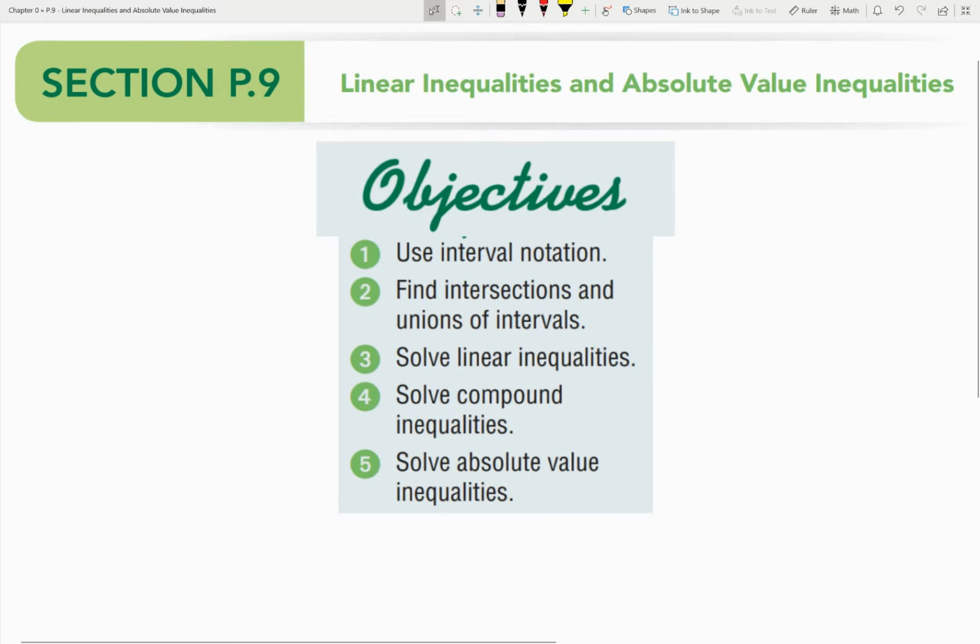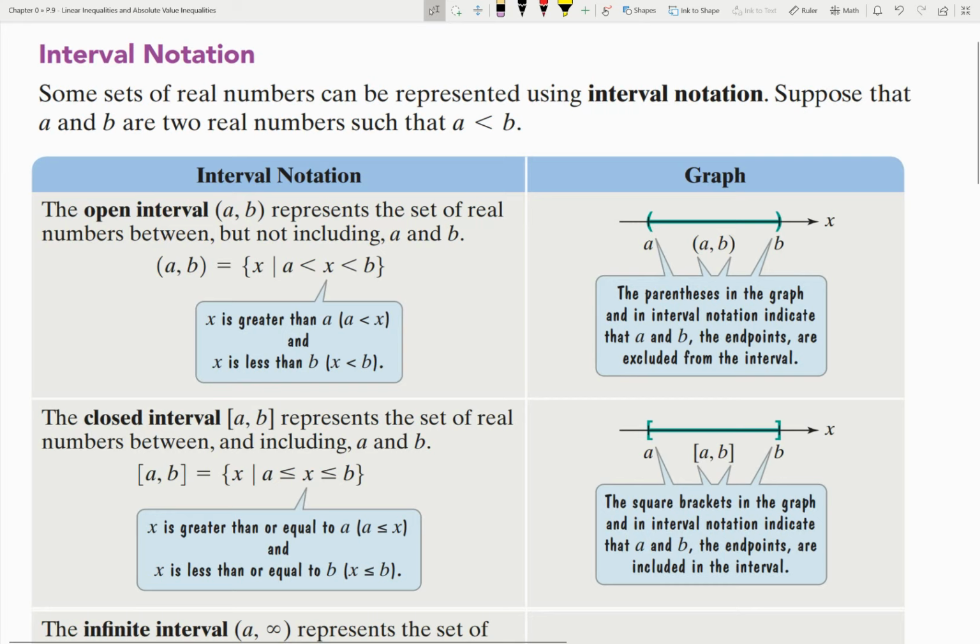So first, let's take a few minutes to talk about interval notation. And this is just a way that we can represent sets of numbers. So suppose when we look at these that A and B are two real numbers, and A is always going to be less than B. So if we're looking at a number line, A is my first number, the smaller number, B is my greater number. So we have four types of intervals that we want to look at.